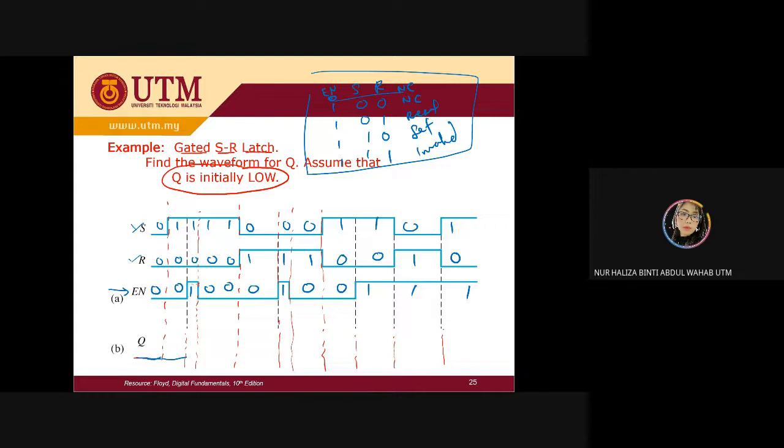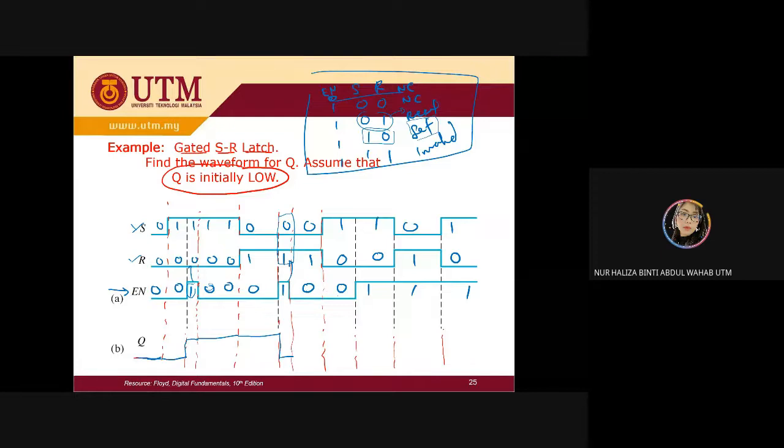Now I have 1. For 1, then I need to refer to my S and R. S and R is 1, 0 now. I'm going to go for set. Then I look here 0, 0, 0, 0, which is supposedly no change at all without referring to my input S and R. No change. Here is no change until I meet another 1 here. My input I need to consider, which is 0 and 1. 0 and 1, it will be reset.